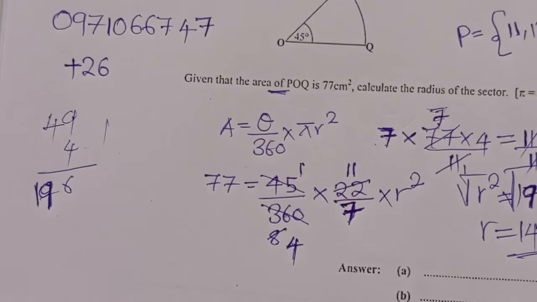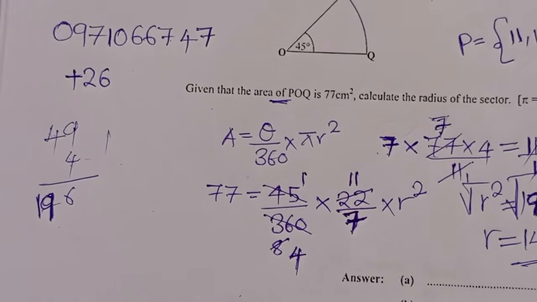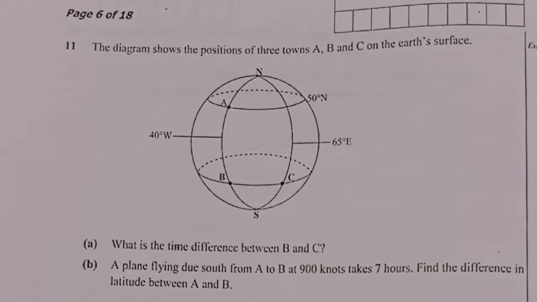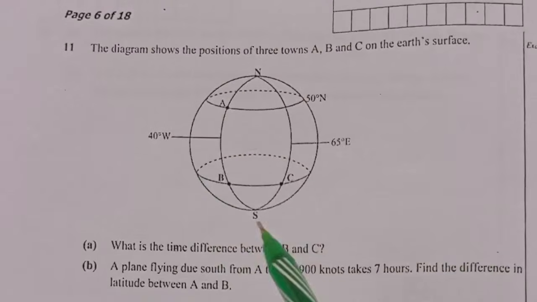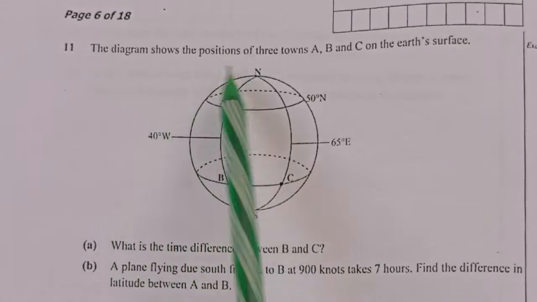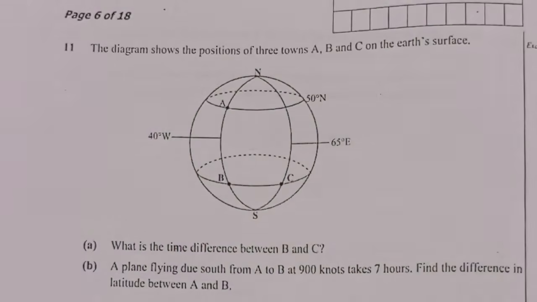So just make sure that even as you are doing your calculations, you are able to follow clearly and attentively. I'm answering like this, trying my best to be fast so that we can cover a lot of questions together. We are now on question number 11. It tells us the diagram shows the position of 3 towns. These are the towns you study through this whole thing.